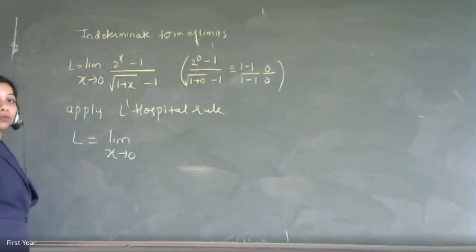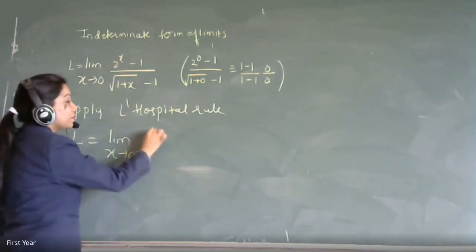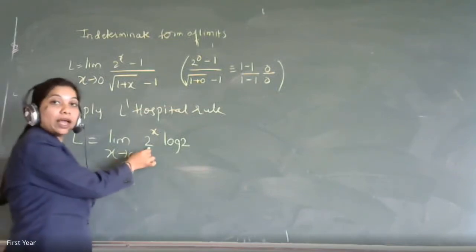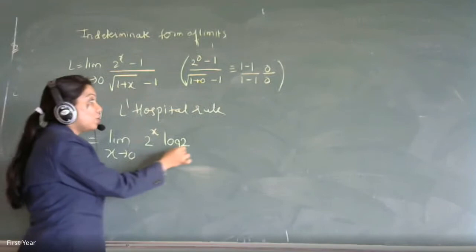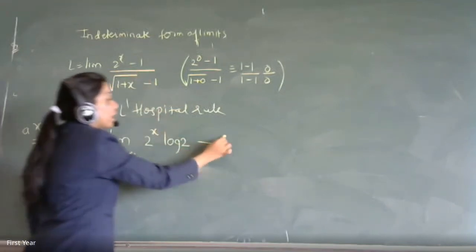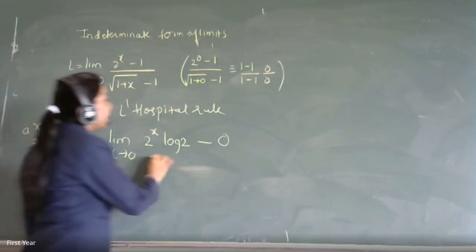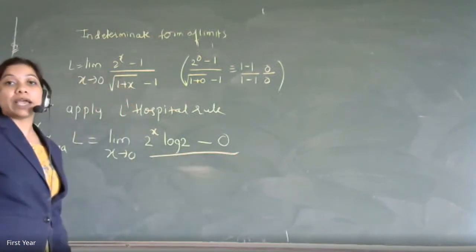Derivative of 2 raised to x. What's the derivative of 2 raised to x? 2 raised to x log 2. Because what's the derivative of a raised to x? A raised to x derivative is a raised to x log a. We have written this formula. तो अभी a की जगह पे क्या है? So 2 raised to x log 2 minus what's the derivative of 1? 0. Derivative of 1 is 0, divided by root of 1 plus x.